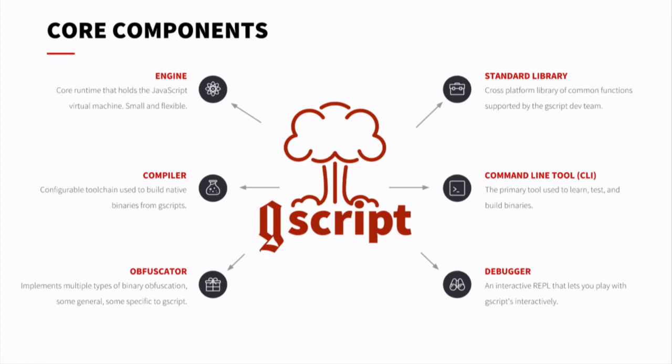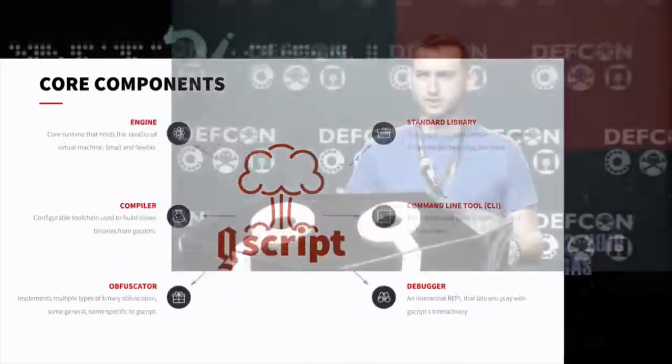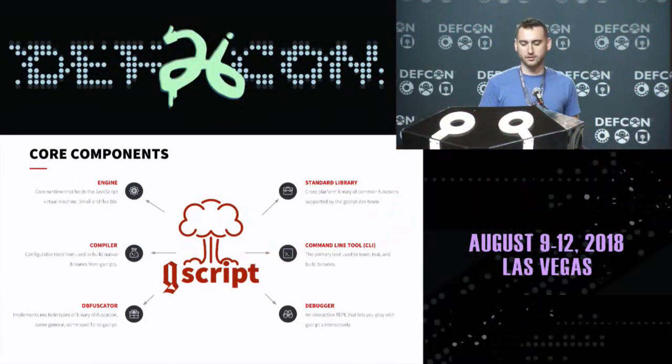We've got a standard library. These are functions that you can use inside of your Genesis scripts. We've got a command line tool. That's how you interact with the compiler and other things. And we also have an interactive debugger to help you develop these scripts in a more reliable way, let you test them out ahead of time so you're not doing stuff live.